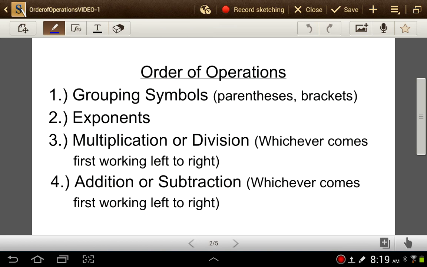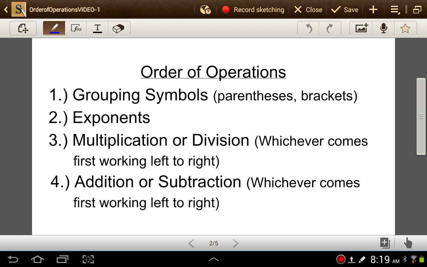Okay, here are the order of operations. Again, make sure that you write these down. First, we have grouping symbols. That includes parentheses, brackets. Fraction bars would also be considered grouping symbols. So there's a lot of different types of grouping symbols. But anything that groups numbers together, you're always going to work in those groups first.